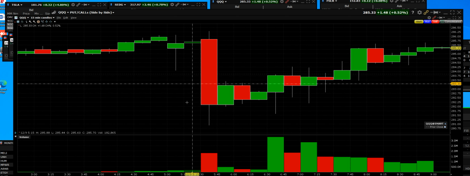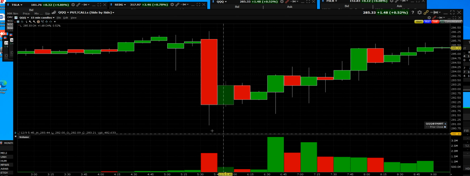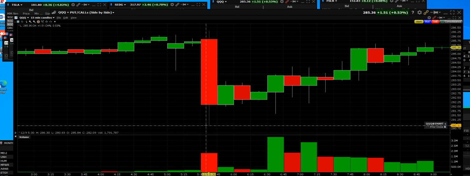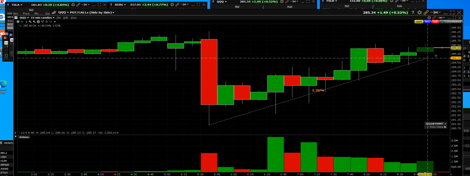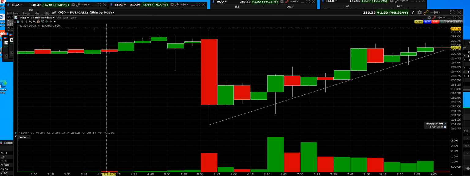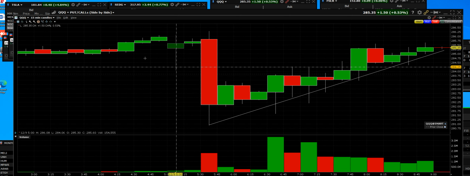How to buy the triple Qs. On the opening bell, you can see the big red bar that was exactly right there at that 280 area. You can see the breakout. This is a 15-minute chart.